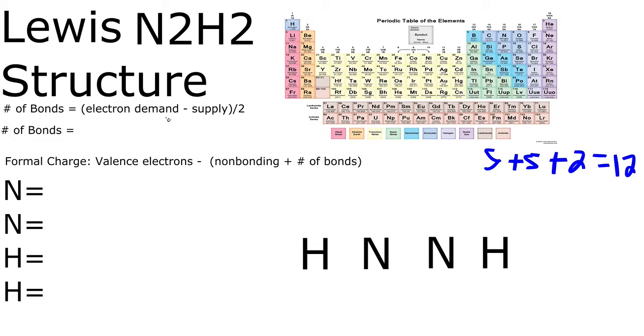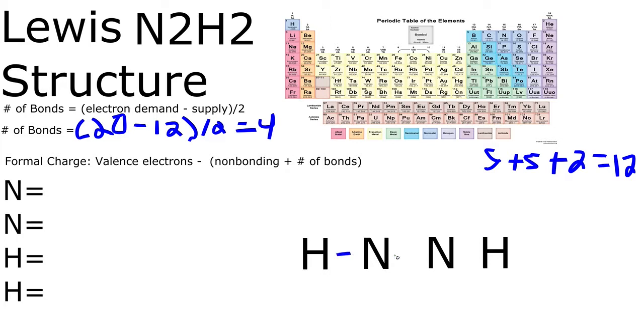So what is our electron demand? Our electron demand is to satisfy each element by the octet rule, except for hydrogen, because they follow the duet rule. So nitrogen needs 8, nitrogen needs 8, hydrogen needs 2, hydrogen needs 2. So what we'll do: 2 plus 8, which is 10, 10 plus 8, which is 18, 18 plus 2 is 20. So 20 is our electron demand, and once again, our supply is 12. 20 minus 12 is 8, divide that by 2, it gives us 4. So we need 4 bonds.